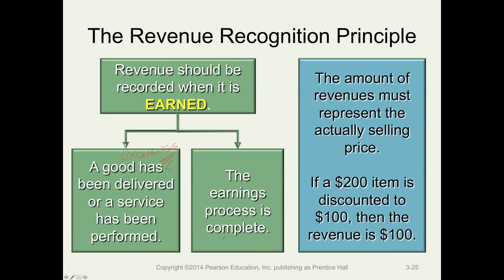And the earning cycle is complete. Earning cycle is complete when there's no material uncertainty as to future costs to be incurred and as to collection. And of course, the amounts of the revenues that we recognize are at the actual selling price. So if an item is listed at 200, but you sell it for 100 based on a discount, maybe a discount for a frequent buyer, the selling price then is 100. And it's based on the cost concept.